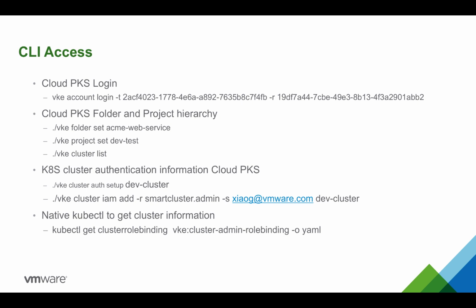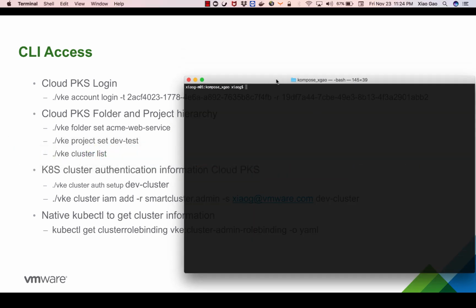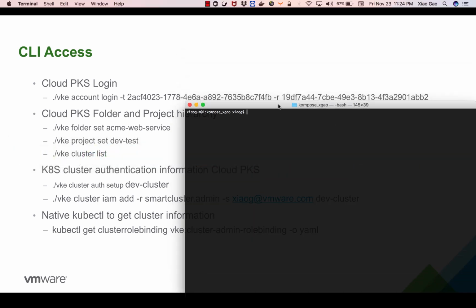Once the role is set up, you can use the native kubectl command to retrieve the cluster binding information against the role. Now let's take a look at that. I'm starting by logging into my environment, and I encourage everyone to watch my previous video.